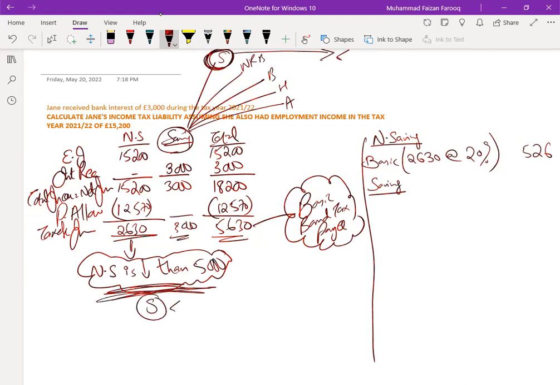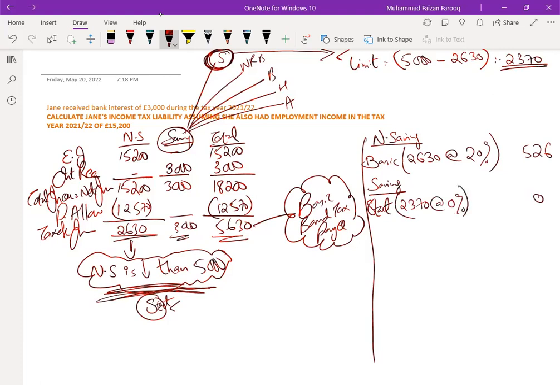Why? Because non-saving is less than 5,000. So the limit of the start band will be 5,000 minus taxable non-savings, which is 5,630. How much does that give me as the limit? 2,370. Very good. This is my maximum limit of the start band for savings income. 2,370 at the rate of 0%. The answer is 0, right or wrong?